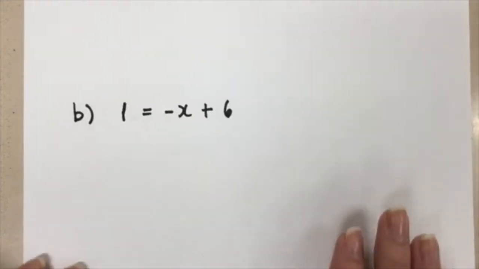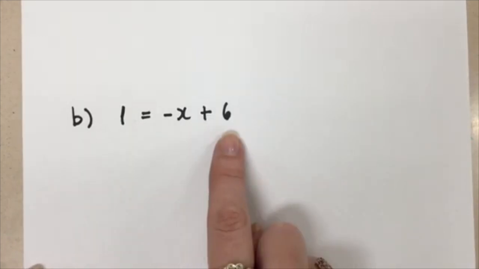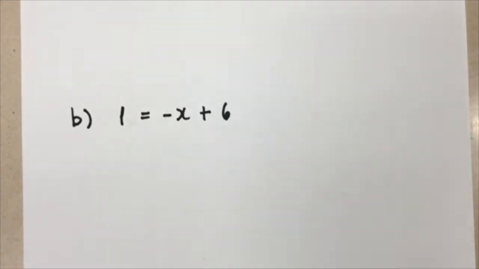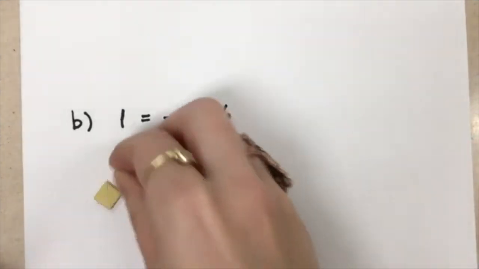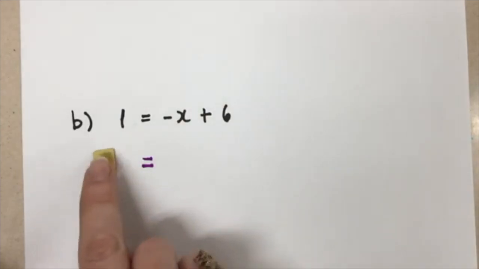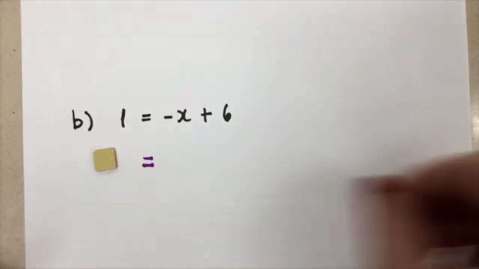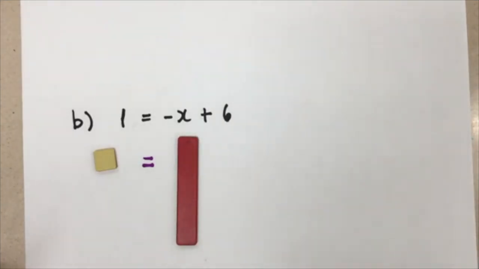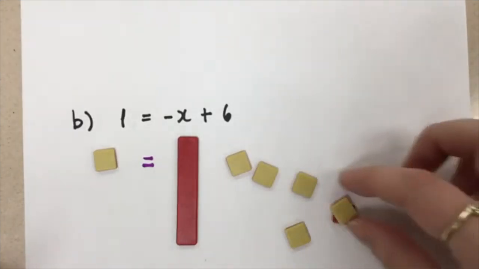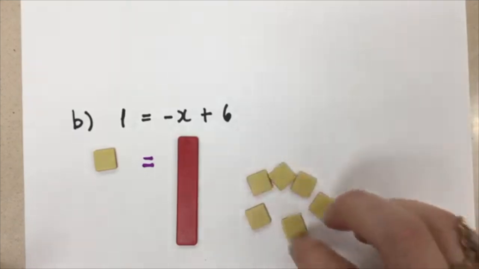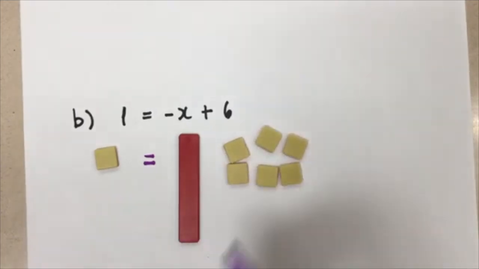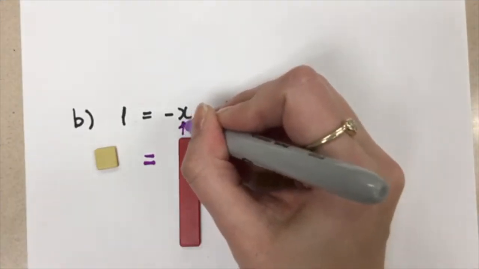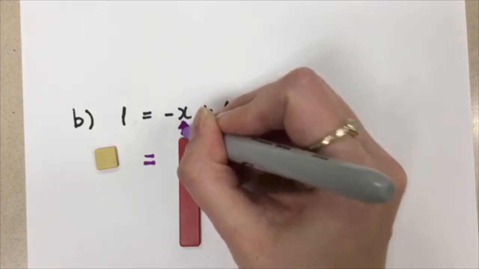So here we have now positive 1 equals negative x plus 6. So first we'll start by getting our equal sign in the middle here, and then we'll get out our algebra tiles that represent this equation. So we have 1 equals negative x, so that's a negative x there, and plus 6. Make them positive, and we have positive 6 there. Okay, so we need to get, again, the x to be isolated on one side of the equal sign all by itself. So we want just x by itself.